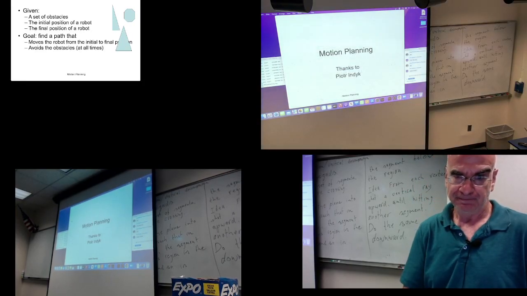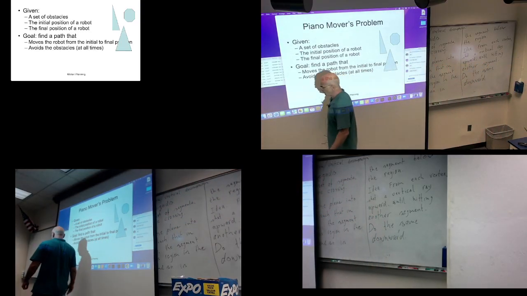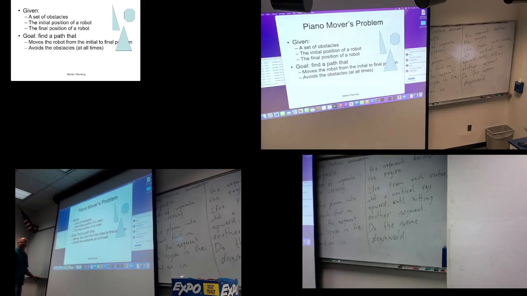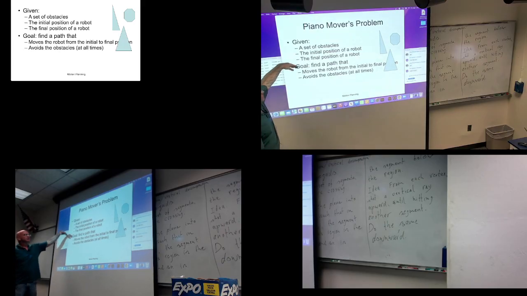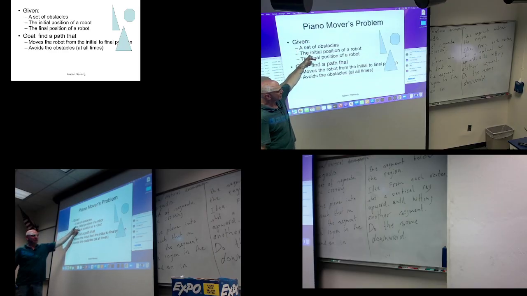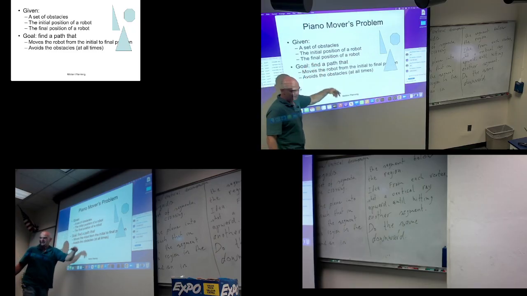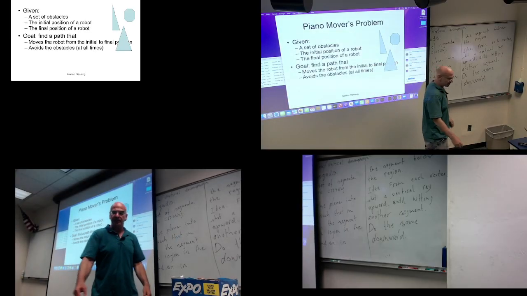So, motion planning. There's a chapter about it that I follow quite closely, the chapter in the book. The input is a set of obstacles. I'll have the initial position of the robot. I'll have the final position of the robot. And the goal is to find a path, not necessarily the shortest path, just a path that will start at the initial position and end at the final, and your robot cannot hit any of the obstacles.